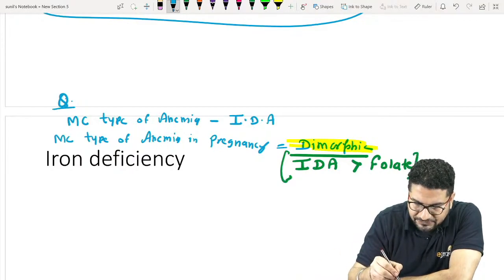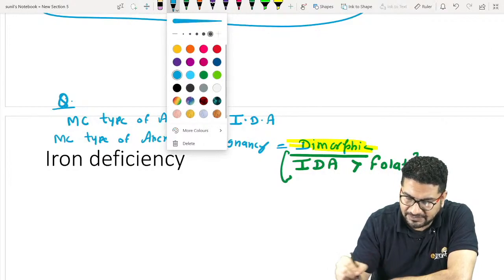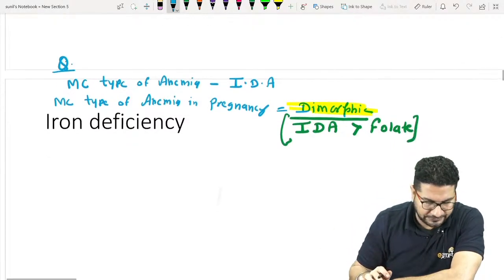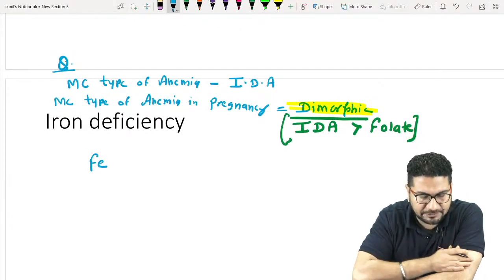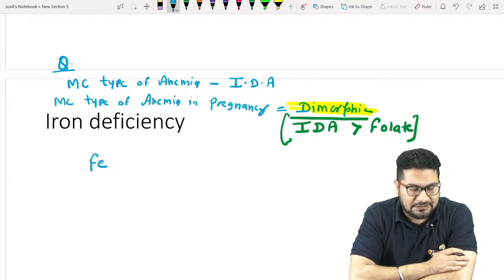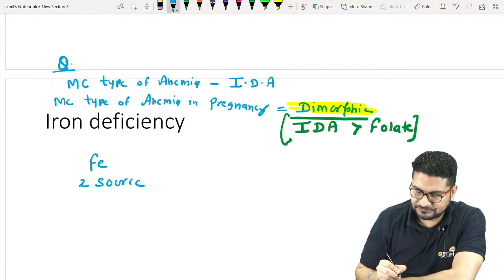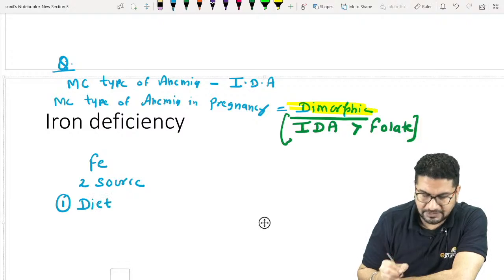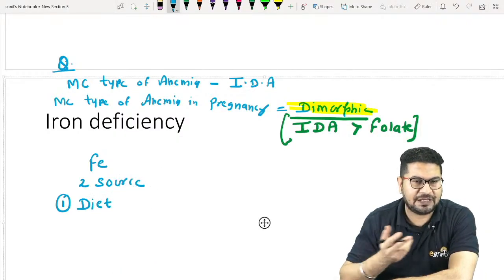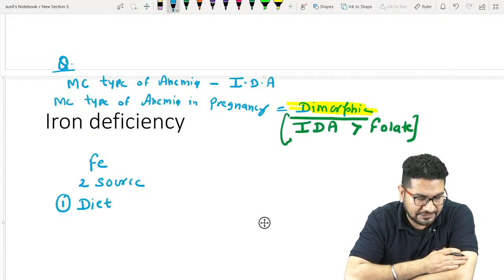Clear? So remember, most common type of anemia is iron deficiency anemia. We should know the basic pathophysiology of iron deficiency, so let's understand one by one how iron is absorbed. This iron has two sources, meaning how you can get iron in your body. Source number one is diet: jaggery, spinach, green leafy vegetables give you iron.